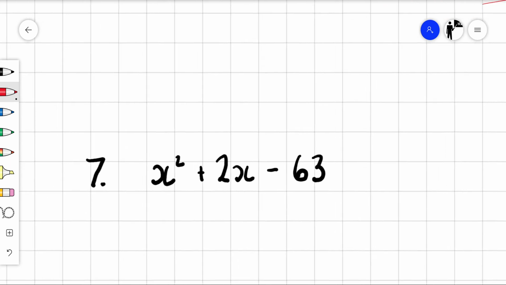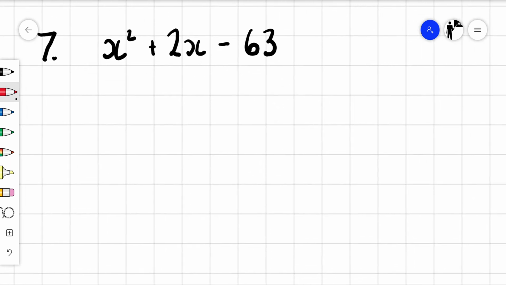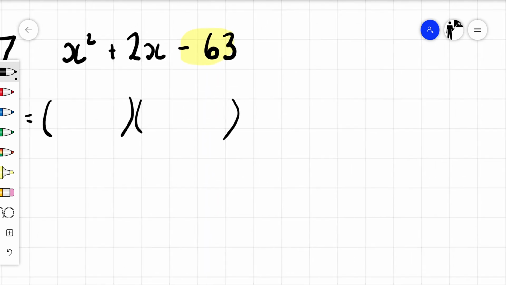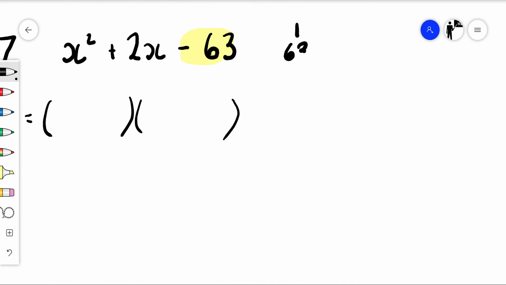Okay, we'll do one more example in this video, example 7: x squared plus 2x minus 63. Notice here that we've got a minus at the end. That means our brackets will be different, one will be plus and one will be minus. So we're going to write down our factor pairs of 63: 1 and 63, 3 and 21, 7 and 9. Because the last term is negative, our strategy changes slightly. We choose the factor pairs that are 2 apart. So we're going to choose 7 and 9.